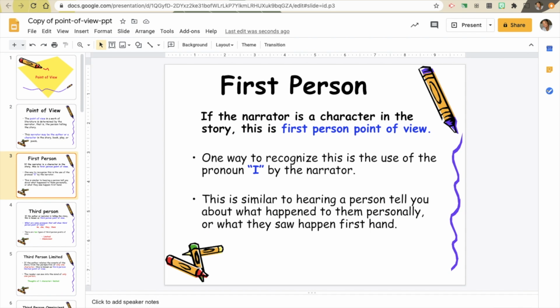If the narrator is a character, this is known as first person point of view. One way to recognize this is the use of the pronoun I by the narrator. This is similar to hearing a person telling you a story about something that happened or what they experienced firsthand.